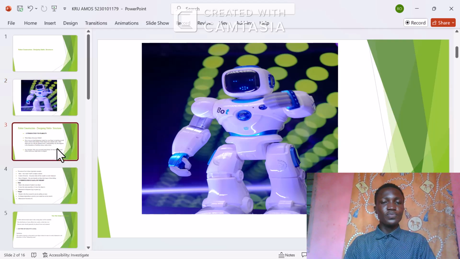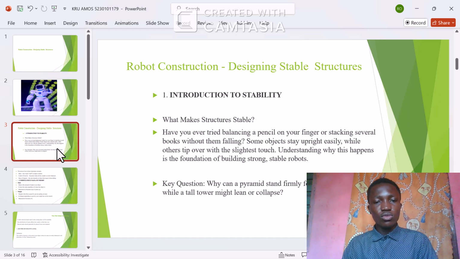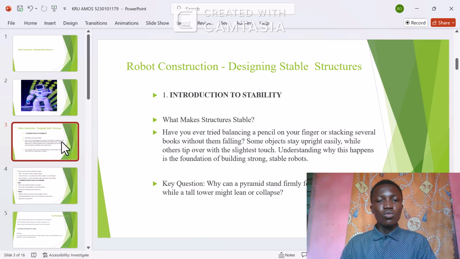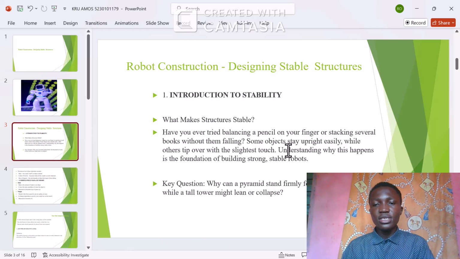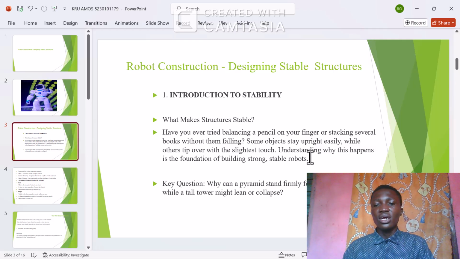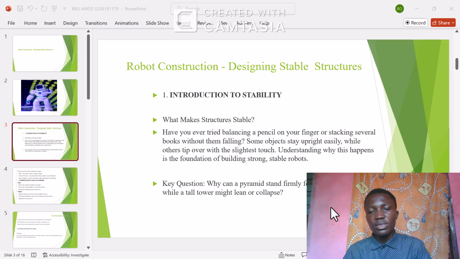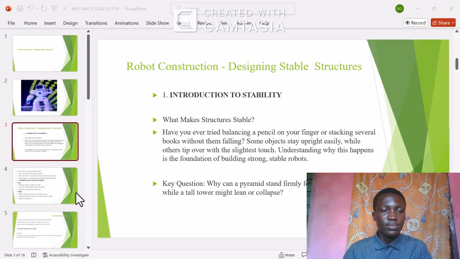Okay, so let's go. Before that, introduction to stability. What makes structures stable? Have you ever tried balancing a pencil on your finger or stacking several books without them falling? Some objects stay upright easily, while others tip over with the slightest touch. Understanding why this happens is the foundation of building strong, stable robots. The key question is, why can a pyramid stand firm for thousands of years while a tall tower might lean or collapse?